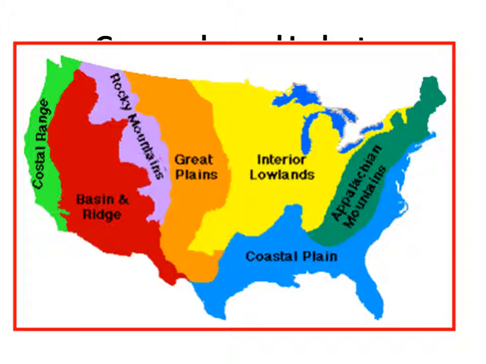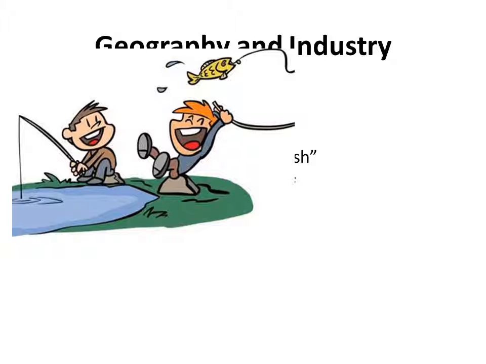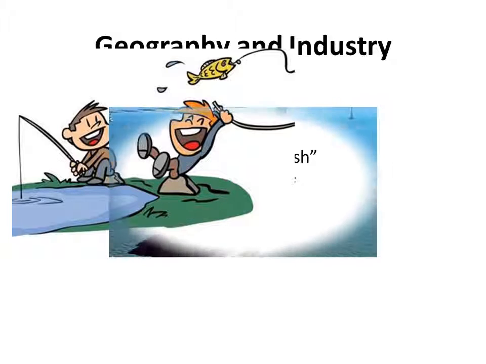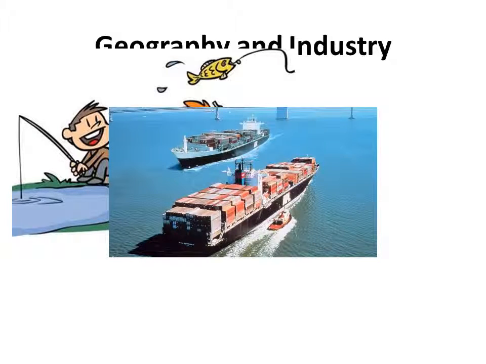And this is a map of the different regions again. And an example of how geography is shaping industry. There's water there, so fishing is going on. There's water there. A massive shipping of goods and services is going on.